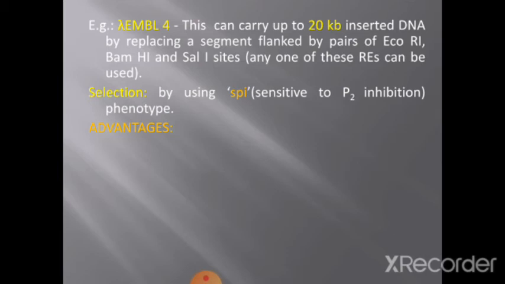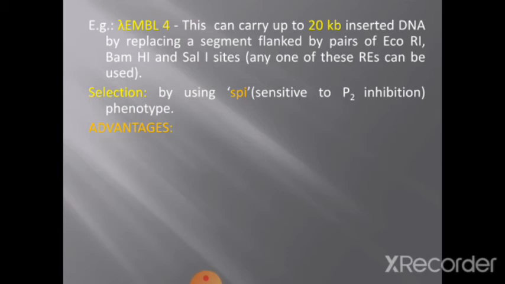But some lambda cloning vectors are designed so that insertion of new DNA causes a change of the E. coli from SPI plus to SPI minus. To begin with, if the E. coli cell is SPI plus, when you insert this vector with the DNA insert, the E. coli will become SPI minus.